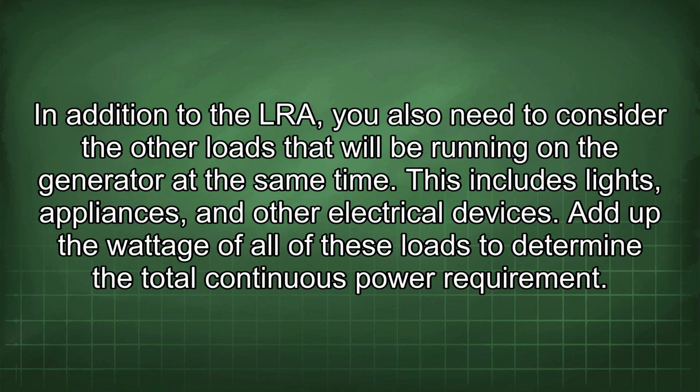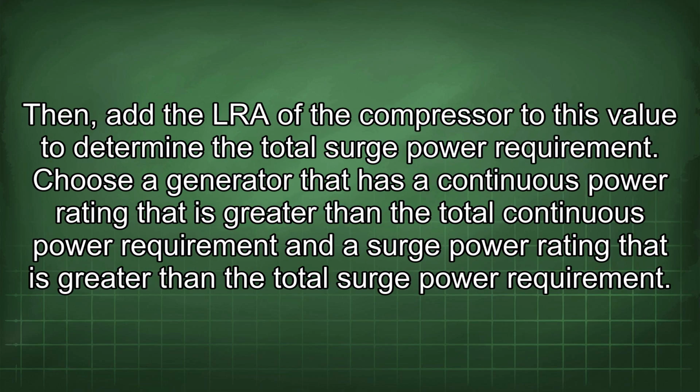In addition to the LRA, you also need to consider the other loads that will be running on the generator at the same time. This includes lights, appliances, and other electrical devices. Add up the wattage of all of these loads to determine the total continuous power requirement. Then, add the LRA of the compressor to this value to determine the total surge power requirement.